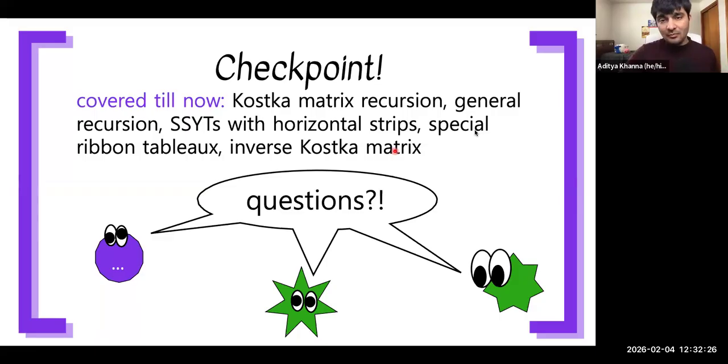Okay, we have discussed two main matrices, the Kostka and its inverse, and we have seen what their combinatorial interpretations are. Not only that, we have seen how to build those combinatorial interpretations recursively. So this is where we are right now.